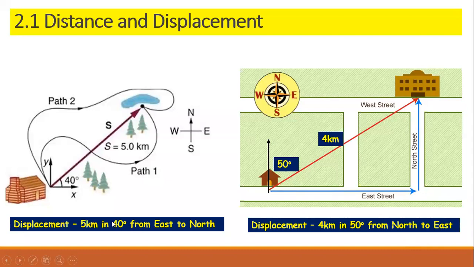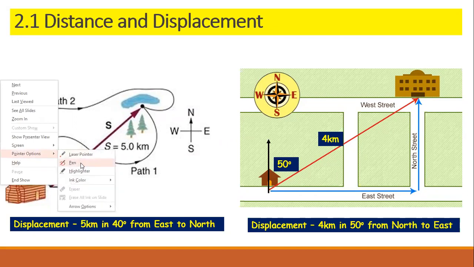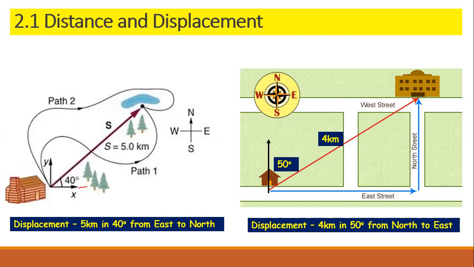Here, there's a way to emphasize this displacement. We have to tell the length of the path and we have to tell the direction. We have to tell both of them when we are answering a question like what is the displacement. So here in this first image, it is 5 km in the direction of 40 degrees from east to the north. Here, this is the east and this is the north.